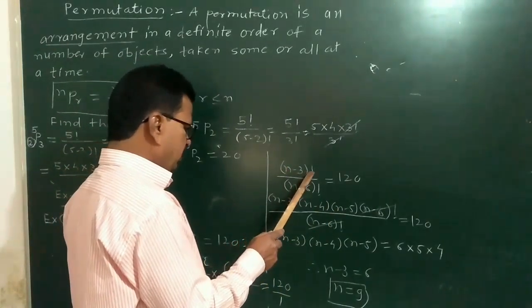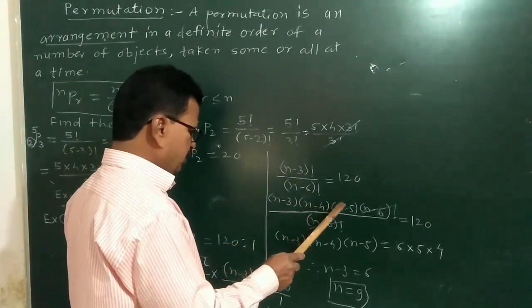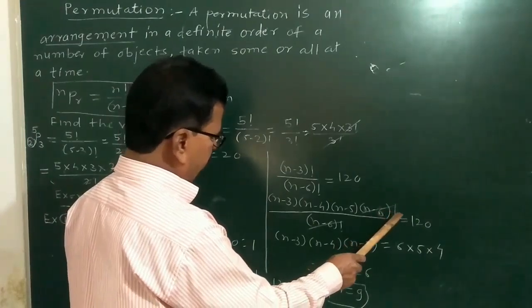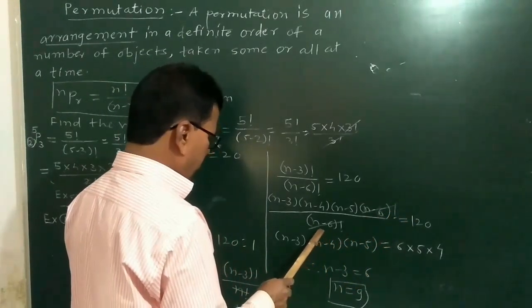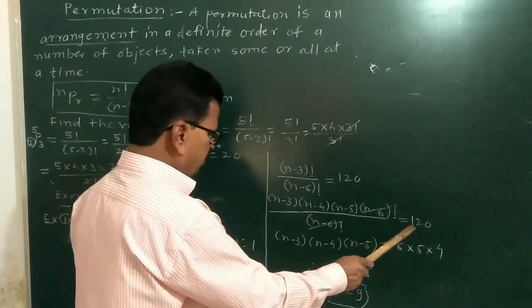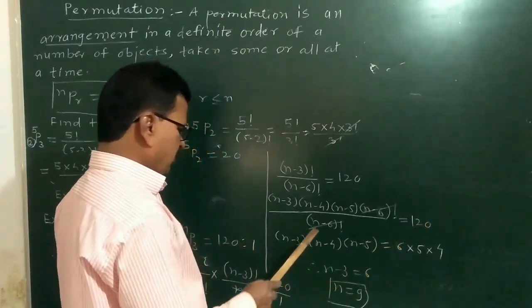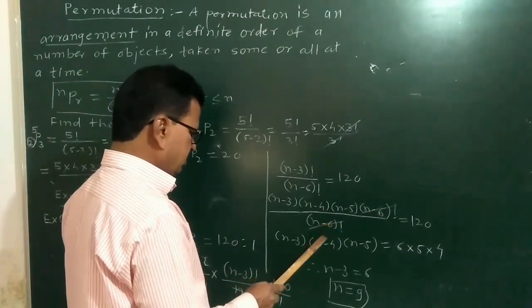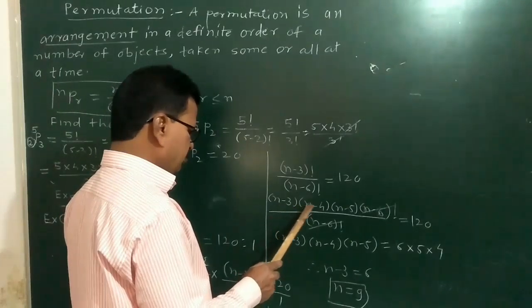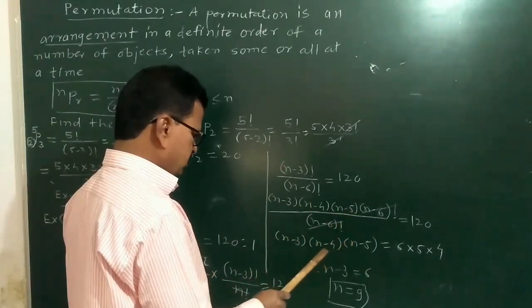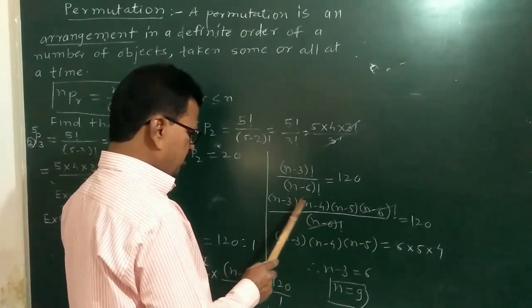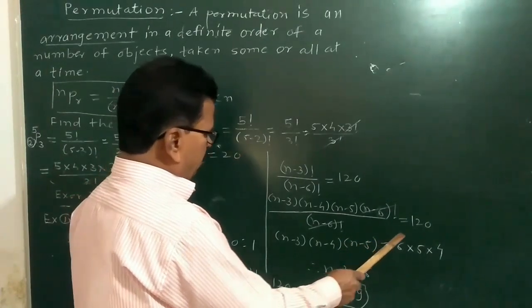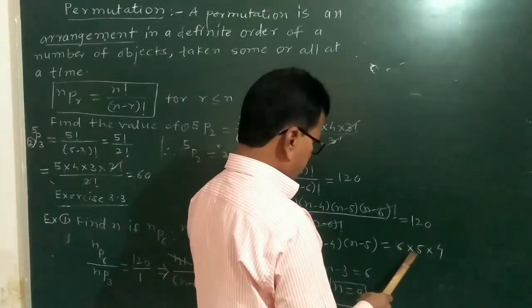n minus 3 factorial, that is n minus 3 into n minus 4 into n minus 5 into n minus 6 factorial, upon n minus 6 factorial is equal to 120. n minus 6 factorial upon n minus 6 factorial cancel. Remaining part: n minus 3 into n minus 4 into n minus 5 is equal to 120. 120 is written here as 6 into 5 into 4.